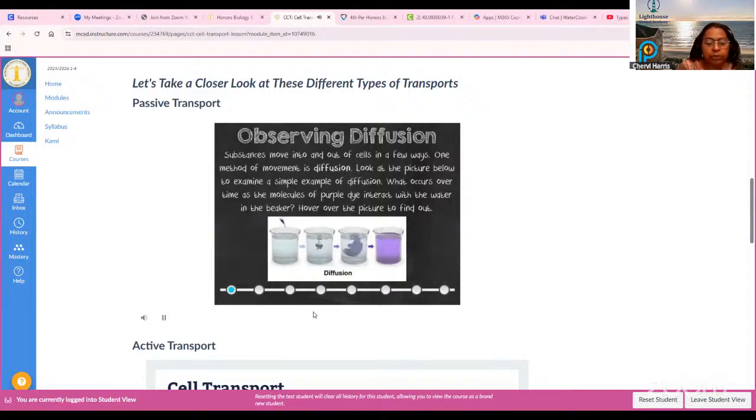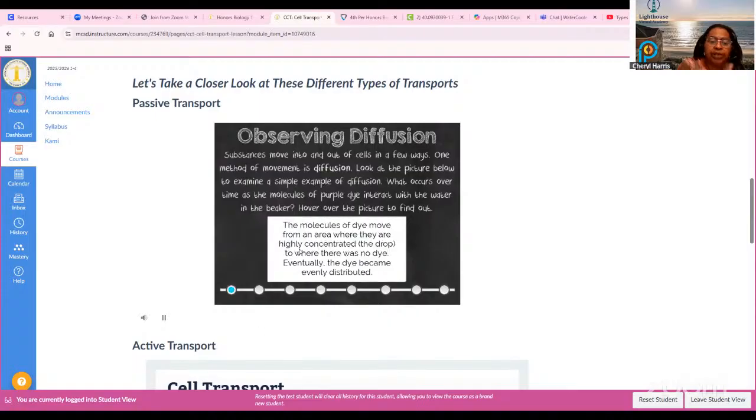Observing diffusion. Substances move into and out of cells in a few ways. One method of movement is diffusion. Look at the picture below to examine a simple example of diffusion. What occurs over time as the molecules of purple dye interact with the water in the beaker? Hover over the picture to find out. All right, molecules are always in motion, random motion. The rate of diffusion is higher in gases than it would be in a liquid. The rate of diffusion is also higher with increased temperatures.